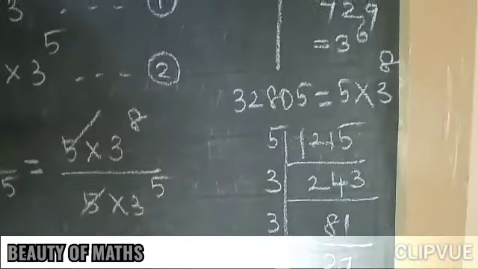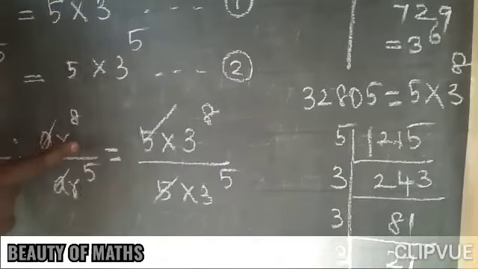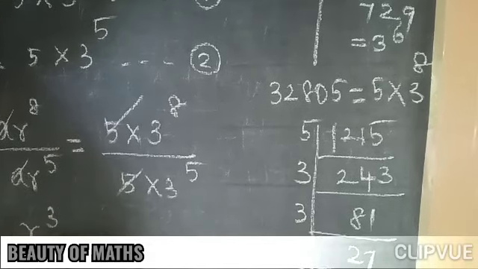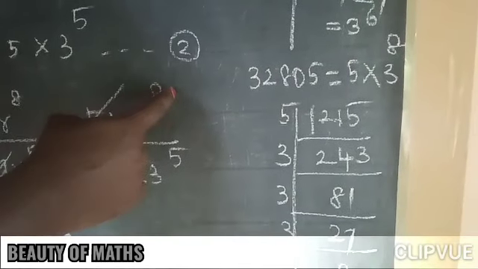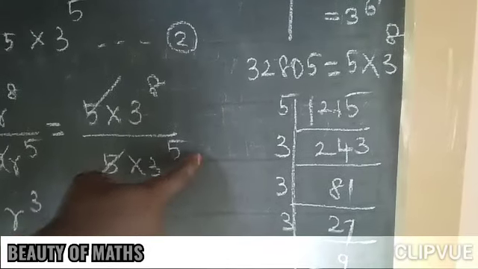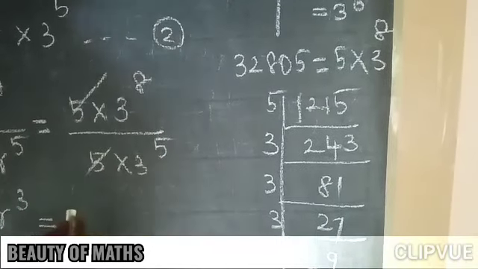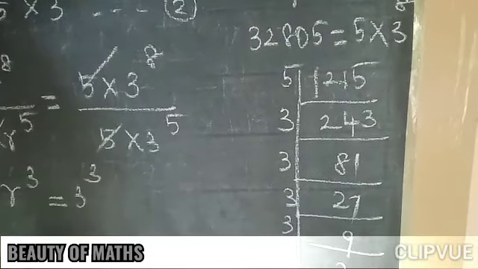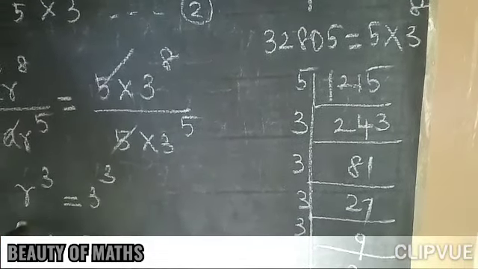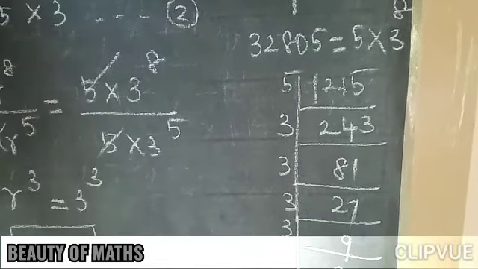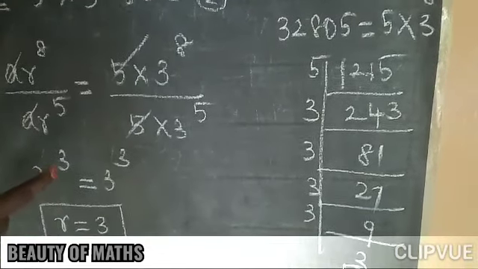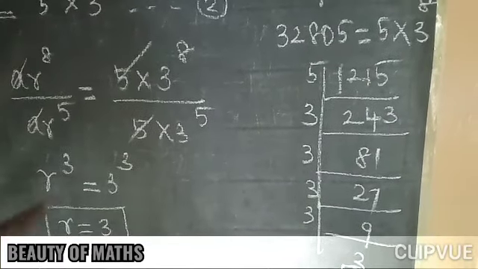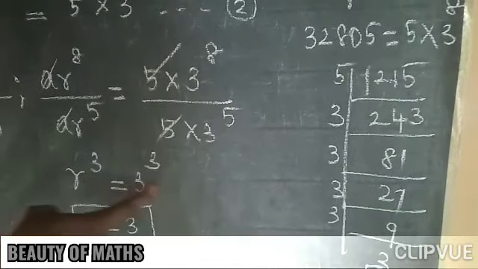This 5 and this 5, this A will be cancelled. So R power 8 divided by R power 5, which is R power 3, is equal to 3 power 8 divided by 3 power 5, which means 8 minus 5 gives 3. So 3 power 3. So R power 3 equals 3 power 3, R is equal to 3. Here we used the powers rule: if powers are the same, bases are also the same.